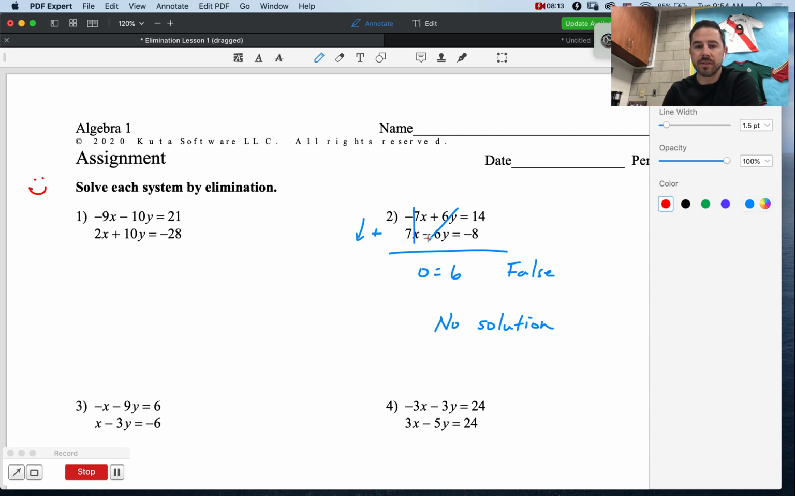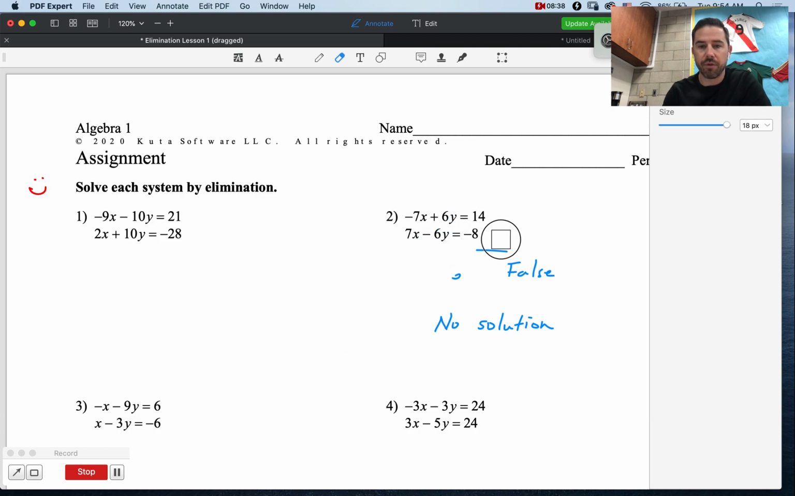Now, what happens if it said something like this? 6 equals 6. Okay, that's a true statement. And if you have a true statement in math, you would say infinite solutions. Okay? Yeah, number 2 was fast. That was like crazy fast.